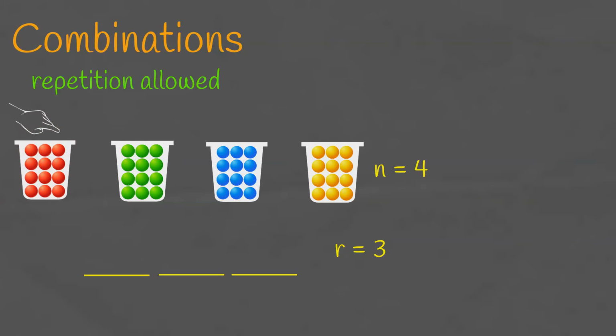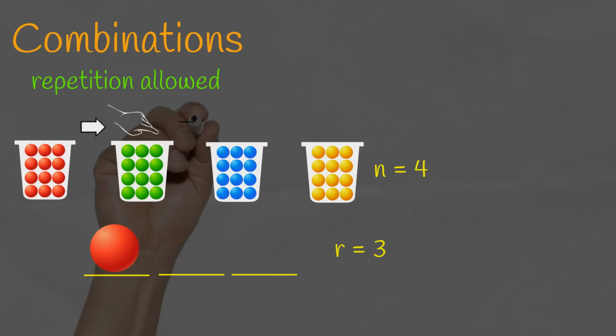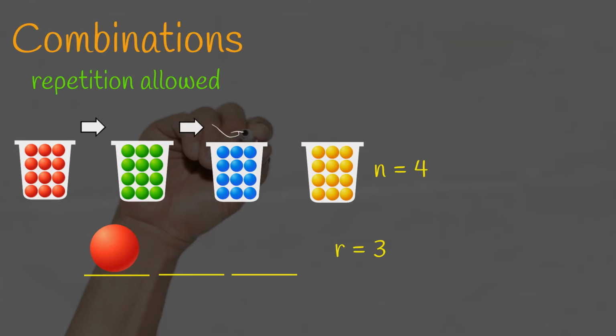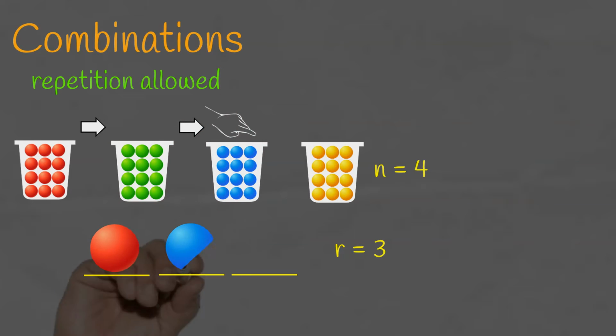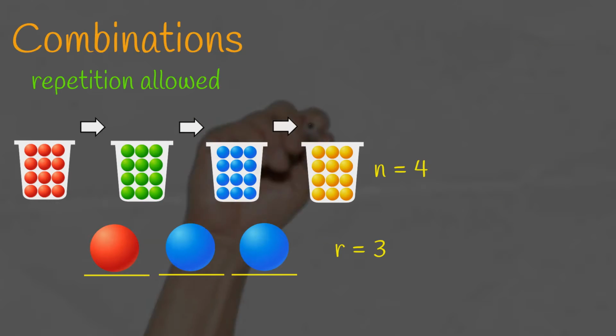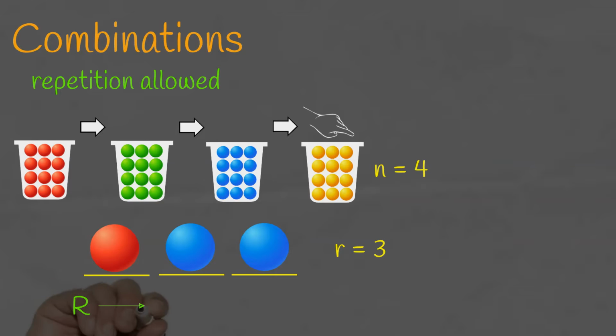Now you have a choice to pick a ball or to move on to the next bucket. So let's imagine we decide to pick a red ball. Then we decide to move, but we don't pick a ball out of the green bucket, we decide to move again. Then we decide to pick a blue ball. Then we decide to pick a blue ball again. And then we decide to move, but we've finished, so we just stop there. So you could write this as red, move, move, blue, blue, move.